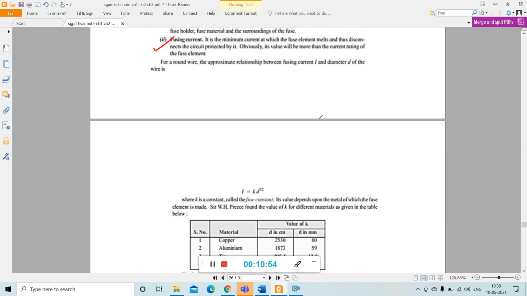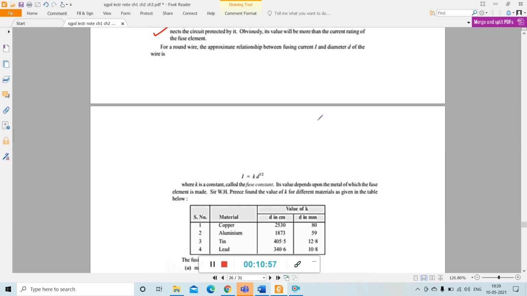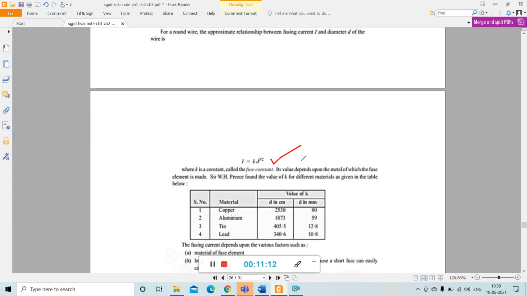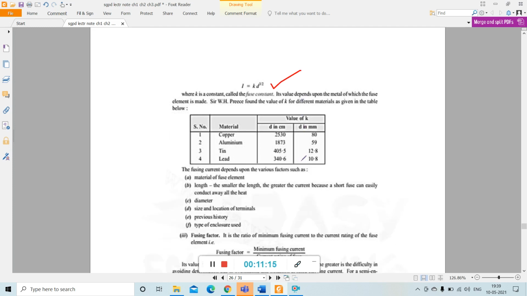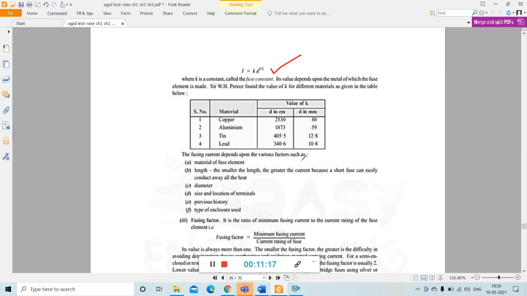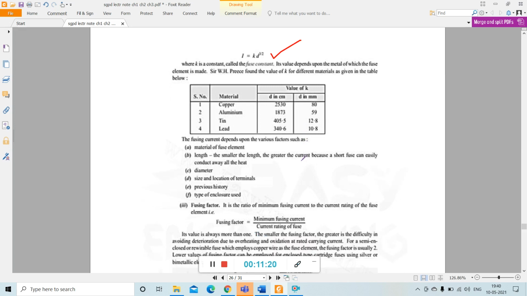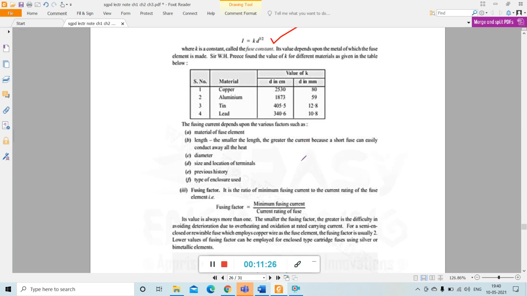Okay, so see the relationship between fusing current and diameter of the wire. I is equal to k d to the power 3 by 2. This is the relation between fusing current and diameter of the wire, where k is a constant and it is known as the fuse constant. Okay, so this is the table given over here for different materials and values of k. Accordingly, the value of k, the fuse constant, for different materials. Okay, so the fusing current mainly depends upon material of fuse, length and diameter, size and location of terminals, previous history, type of enclosure used etc.